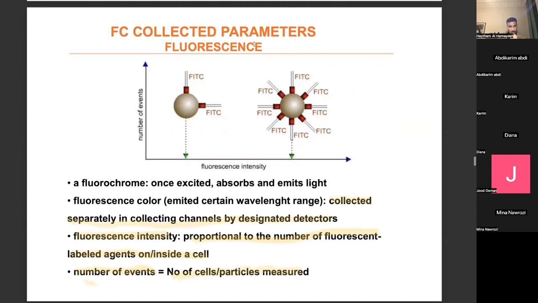Now, what this slide says is you have, let's say, antigens on the cell. Let's say eight antigens of, for example, CD3 on the cell, and we have eight complexes binding to that specific antigen. So this cell will reflect more light compared to this cell, which has fewer antigens and reflects less light.